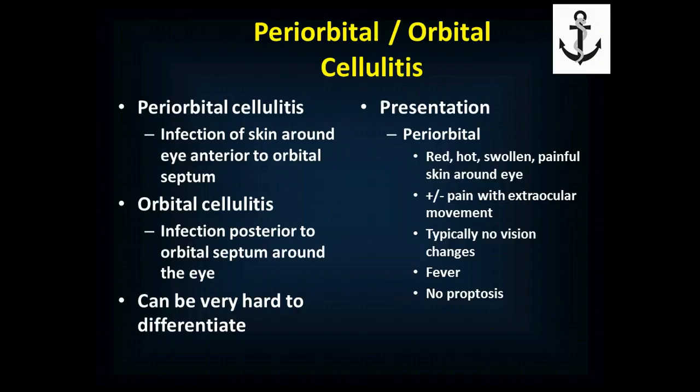Typically, there are no vision changes because this is just skin infection. They'll have a fever because it is an infection, and they don't have any proptosis, which is where the eyeball looks like it's trying to escape from the orbit. That can happen if there's a lot of swelling behind the eye or if there's an abscess behind the eye.